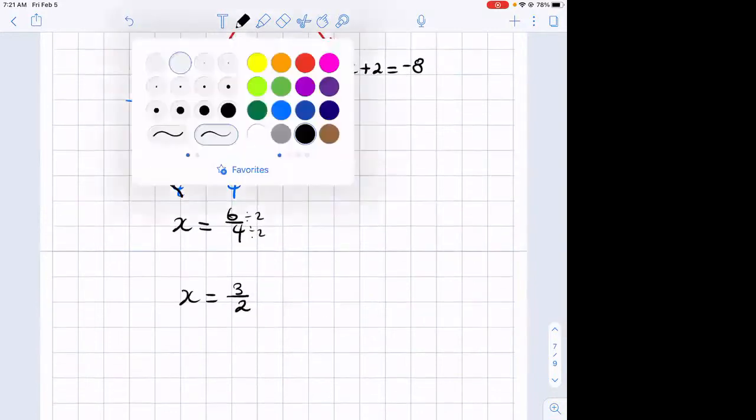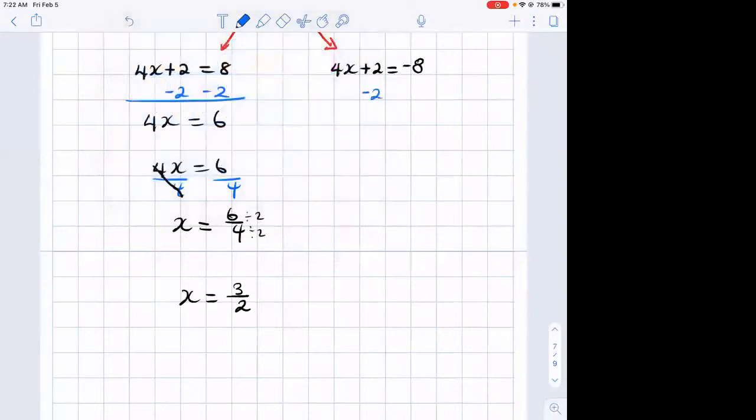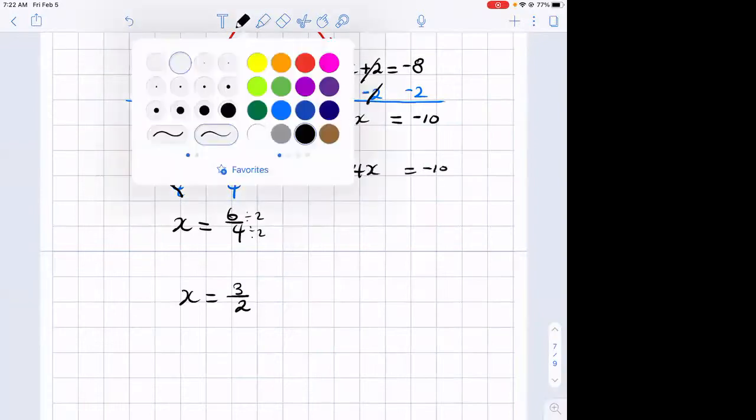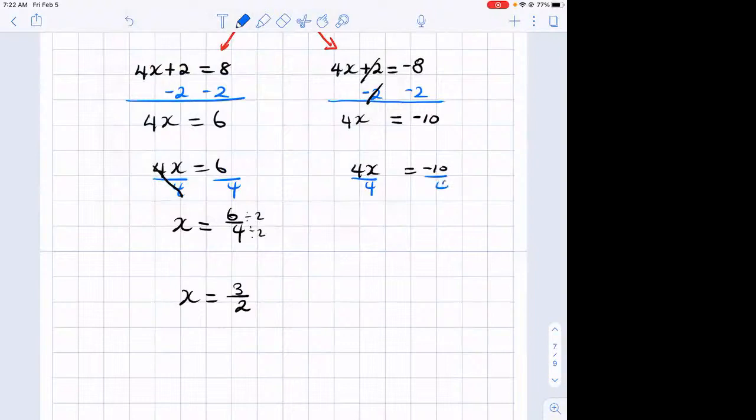Likewise, solving the right part of this, we bring down the 4x, the plus 2 and the minus 2 will cancel, and that will give me minus 10. Now we divide both sides by 4. So this will become a 1. So we have x is equal to minus 10 over 4, which can be simplified again by dividing top and bottom by 2. So you have minus 5 halves.